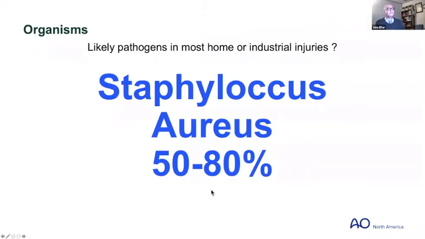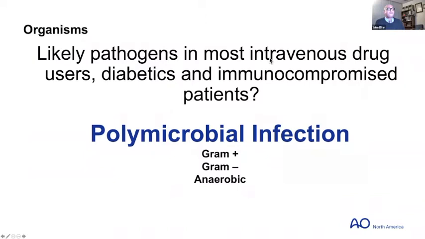Put this in massive font. We're getting towards the end. The most likely pathogen is Staph aureus on a test or in life. It always is. If you're looking for something associated with intravenous drug use or diabetes or an immunocompromised patient, just remember these infections are polymicrobial. They have gram-positives, gram-negatives, and anaerobes.